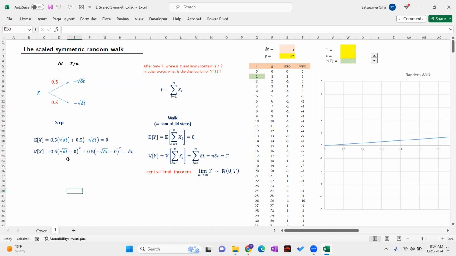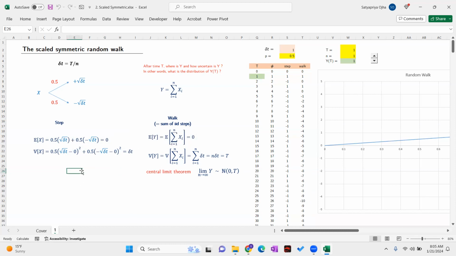What is the expectation of the step? Again, that's very easy. Just as in the case of +1, -1, you replace these values. Still, this is symmetric, so the expectation is 0. On average, the step takes a value of 0. No issues. If you use the variance formula, you get delta t. This is very nice, because every step on average has a value of 0 and a variance equal to the time step.